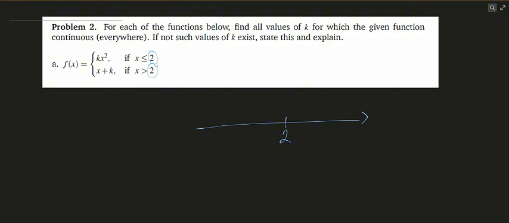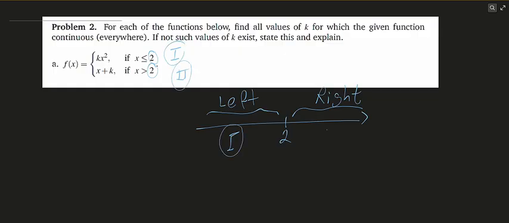So what we want to do is make sure this function is continuous at x equals 2. To that effect, we have two branches here. We have what goes on to the left of 2 and to the right of 2. This is what you would call x is less than or equal to 2, that's to the left of 2. And the region to the right is literally greater than 2. The one to the left is Roman numeral 1, that's the top branch. And Roman numeral 2 is this right branch.